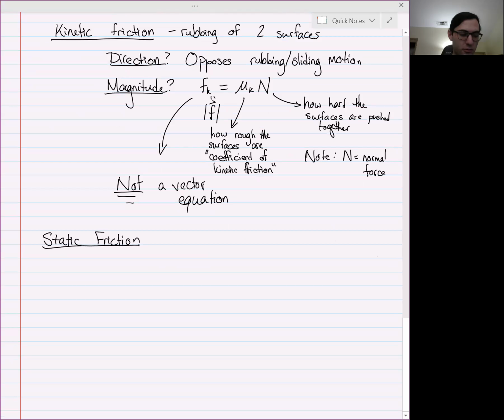Static friction. So static friction is like the normal force. Static friction is a reactive force. It's a reactive force that acts to prevent touching objects from starting to move relative to each other.